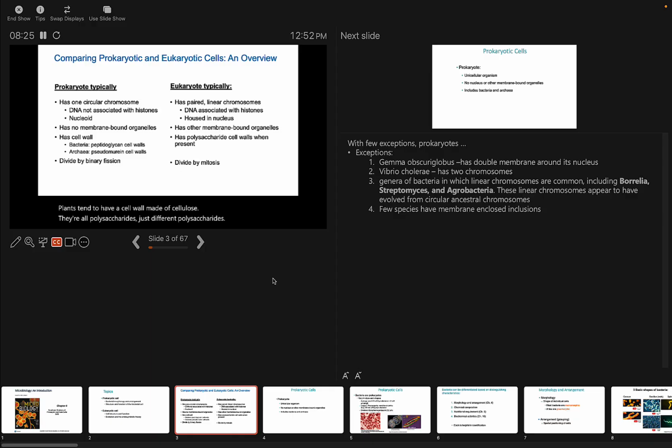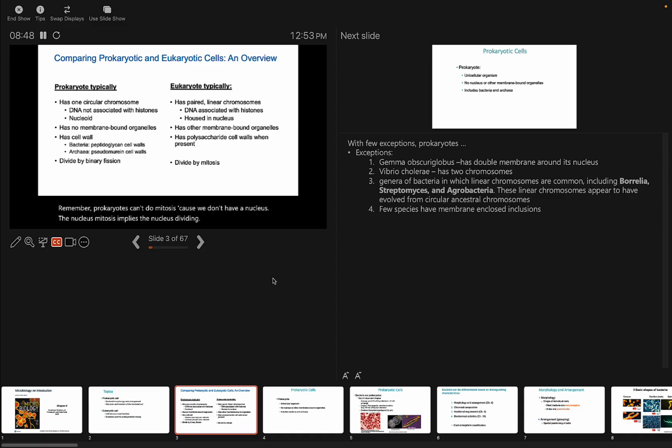Prokaryotes typically divide by binary fission. Not always. There are some that do different things, but typically binary fission. Eukaryotes by mitosis. Remember, prokaryotes can't do mitosis because we don't have a nucleus. Mitosis implies the nucleus dividing.